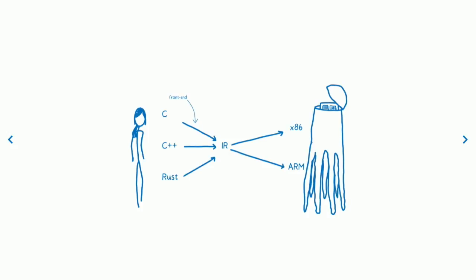The thing that goes from the higher-level programming language and translates it to the intermediate representation is called a front end. And the thing that goes from the intermediate representation down to any one of these assembly languages is called a backend.